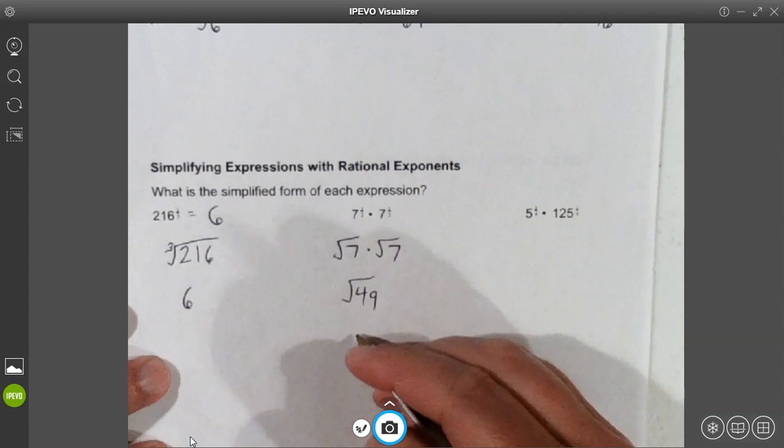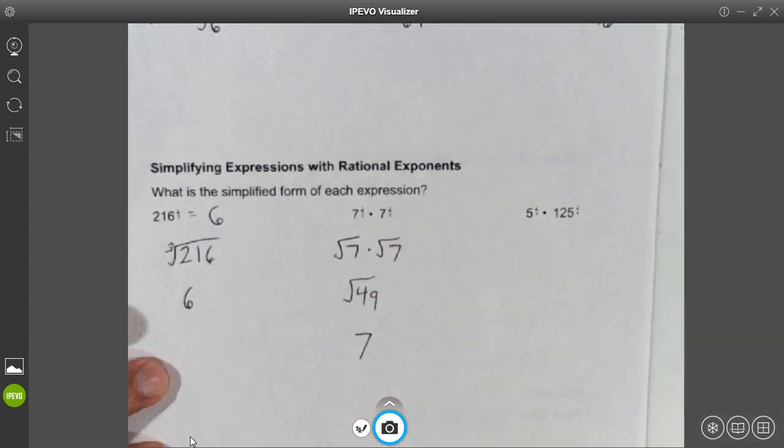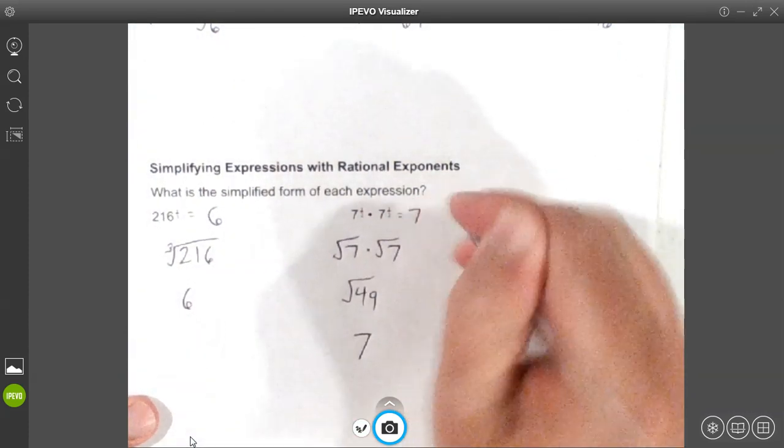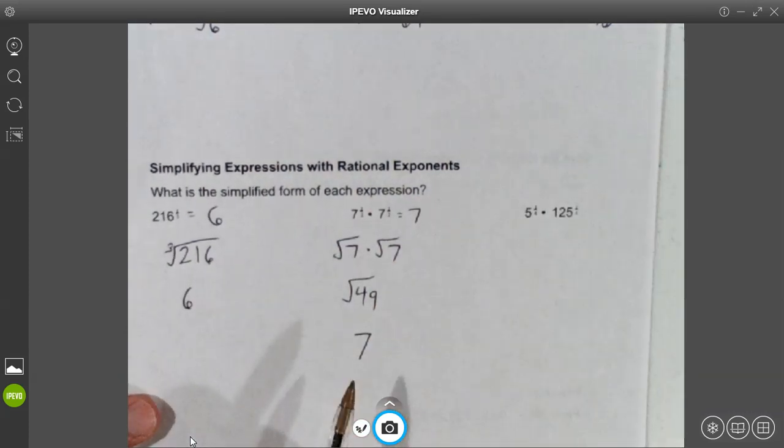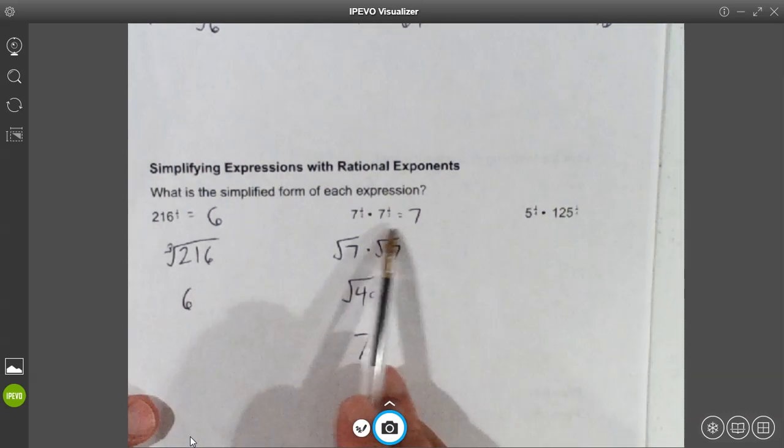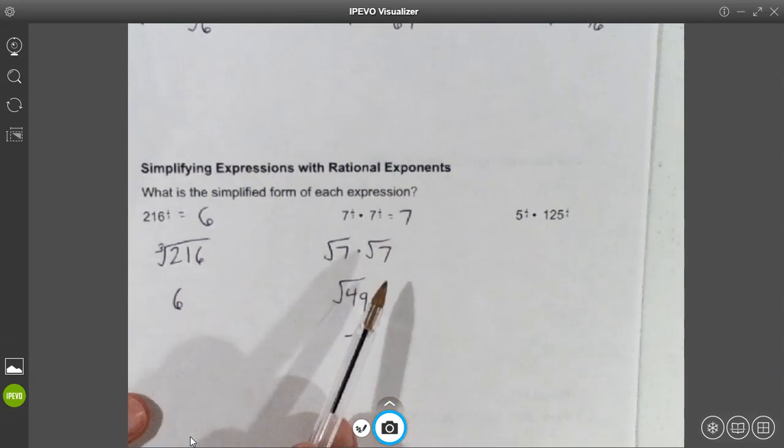And then the square root of 49, you can do that on your calculator. Hopefully you realize that that's just 7. So 7 to the 1/2 power times 7 to the 1/2 power is 7. All right, just plain old 7. Oh, that's going to come in tomorrow. So hold on to that.